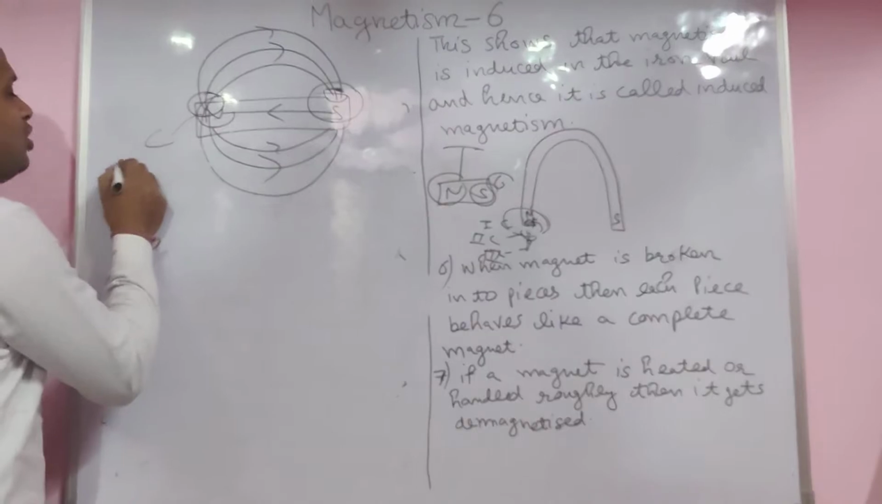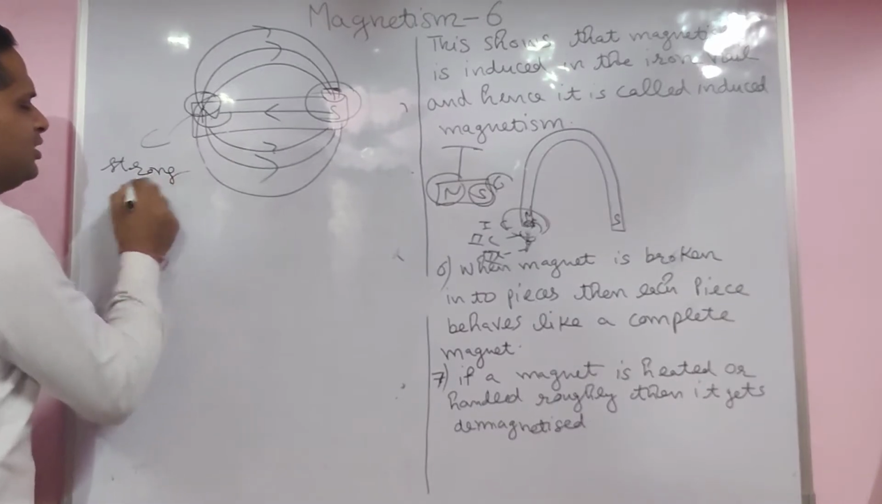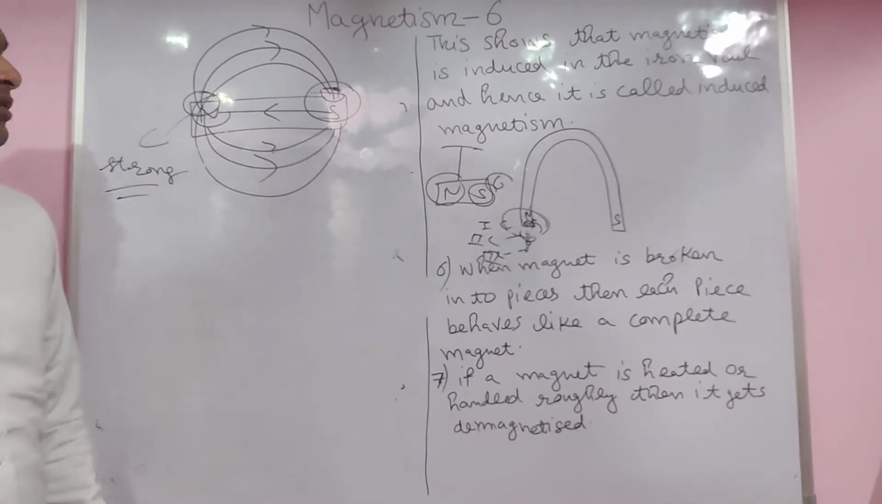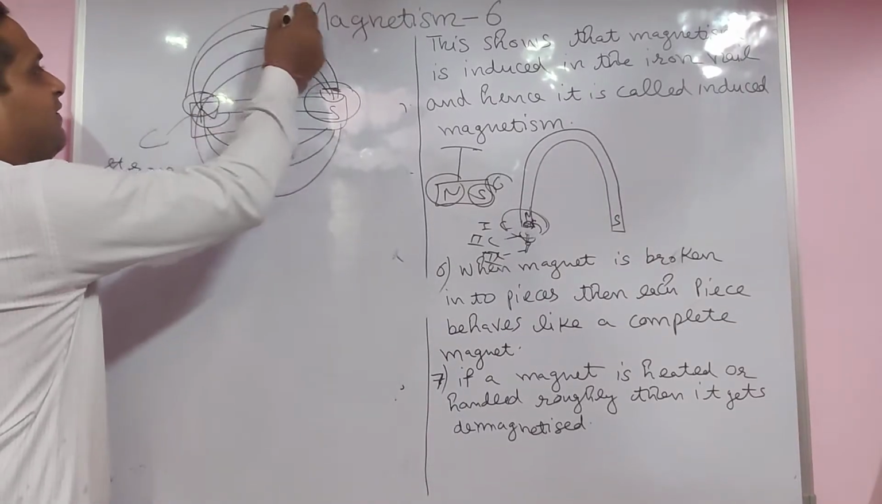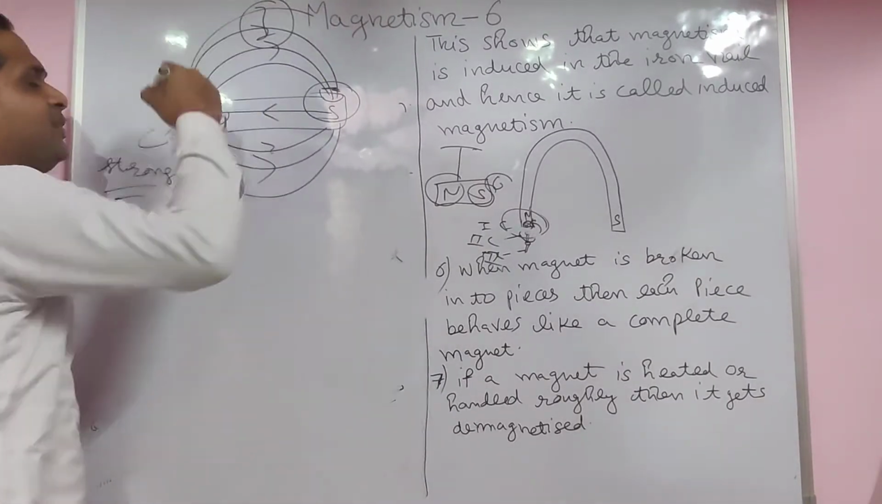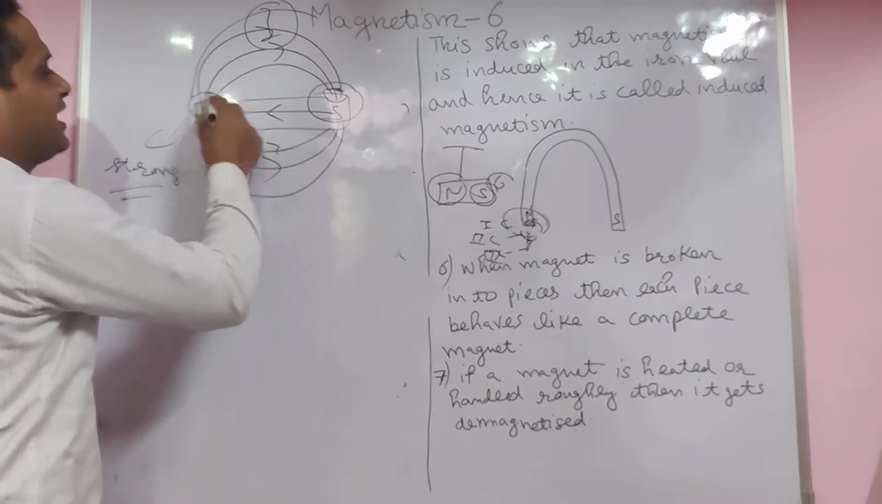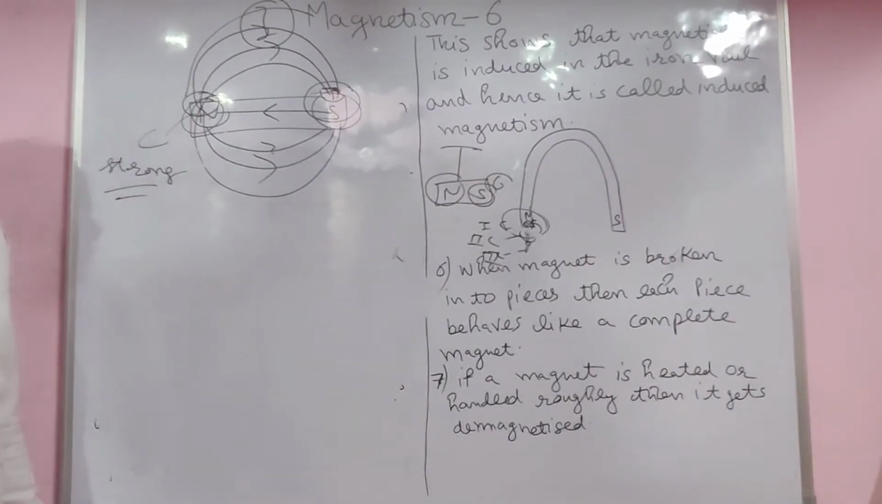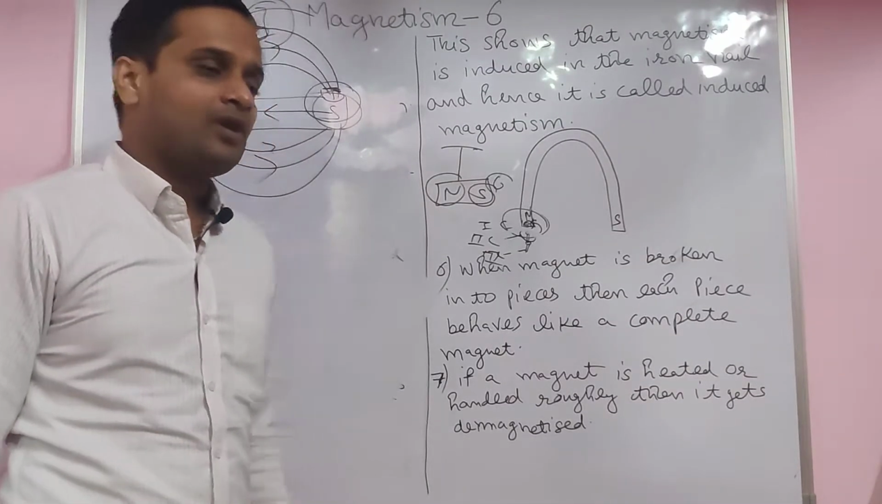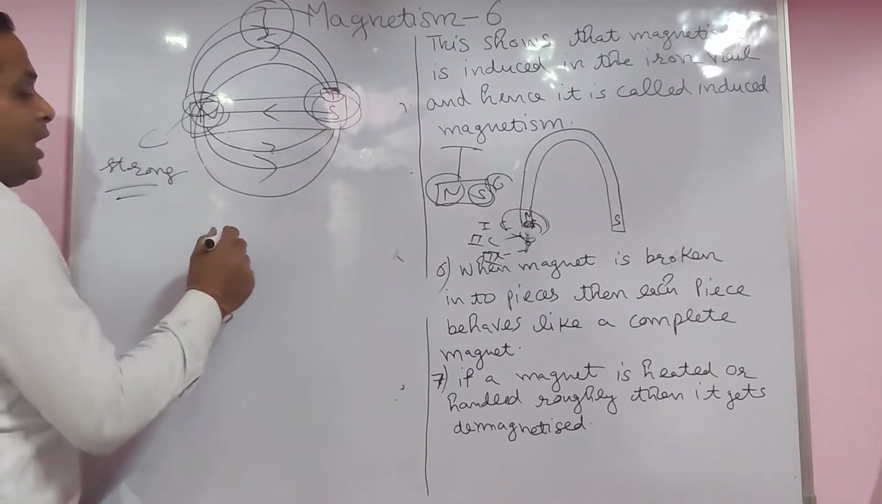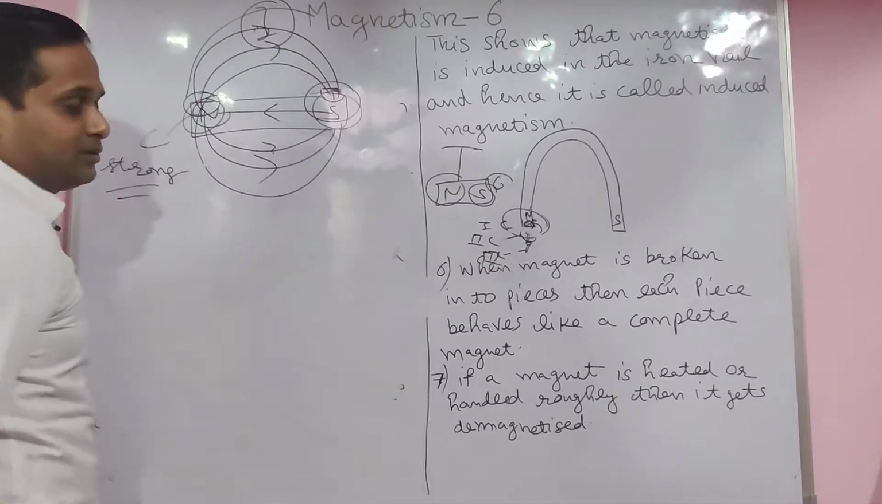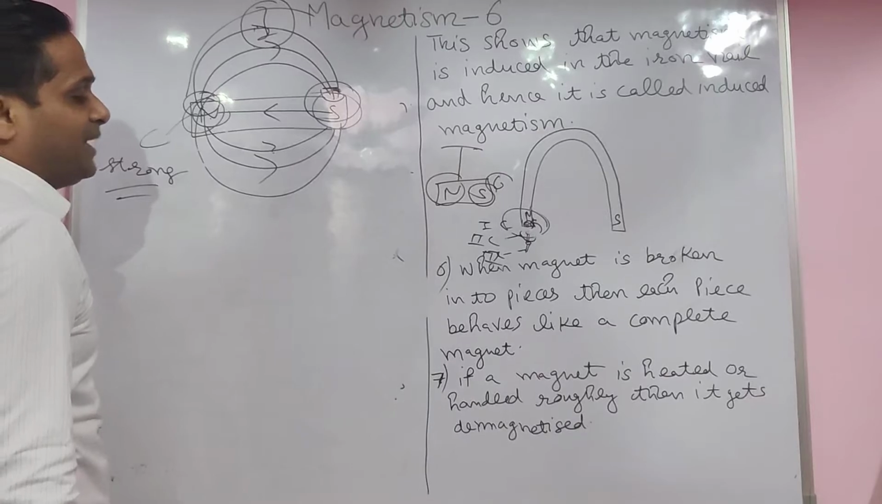Keep in mind, near the poles the magnetic lines are very near. It means strong magnetism. When they go away, the gap between them increases and the magnetism decreases. At the pole, magnetism is very high. One more thing: these magnetic lines always repel each other.